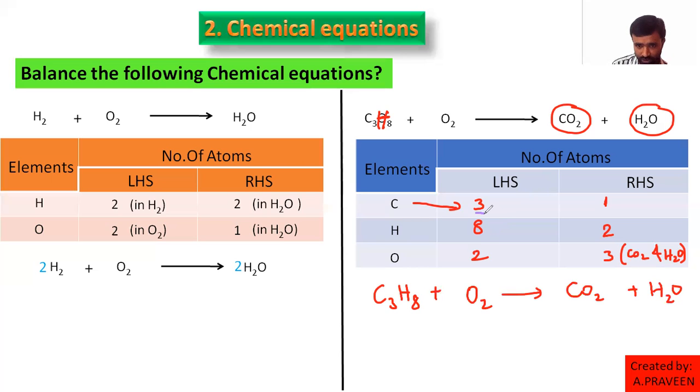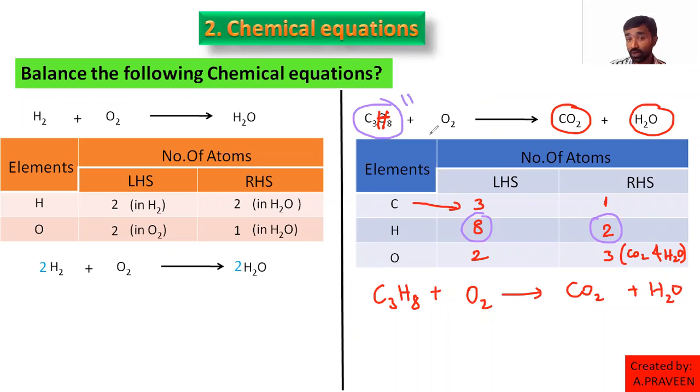Here, hydrogen count is different, and carbon count is also different. Oxygen count, everything is different. So what to do in this case? What do I need to select first? The largest compound formula, that is C3H8. 8 plus 3, total 11 there. So the largest numbered compound is selected.